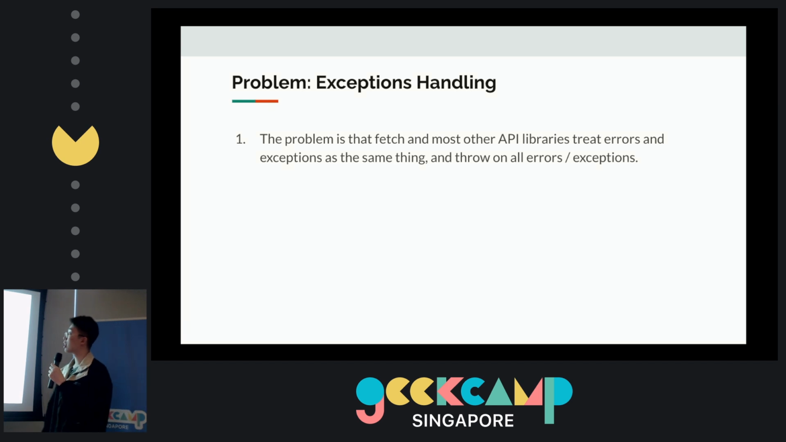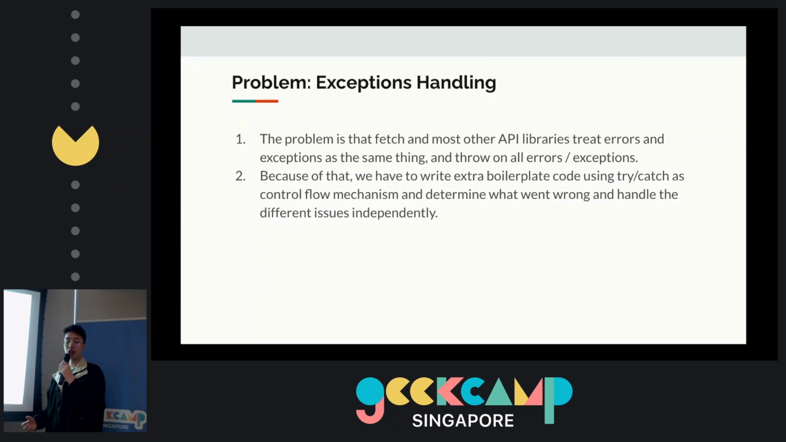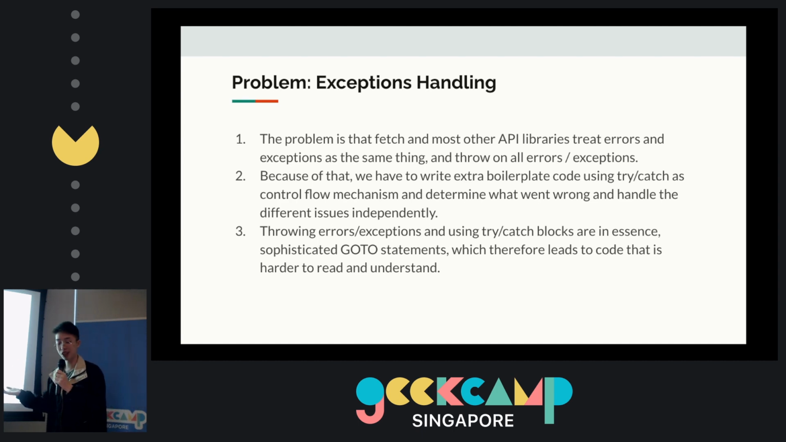So the issue is that Fetch and most other API libraries treat errors and exceptions as the same thing. Basically, every time they see an exception or an error, they throw it. The issue with that is that if you have things being thrown randomly, you need to write extra boilerplate code using try catch or .then .catch to handle it. And once you have those, it's very hard to narrow down to the specific exception or error in order to deal with them differently, because you want to deal with a 404 and a 500 differently. And throwing errors and exceptions and using try catch blocks are in essence just advanced go-to statements nowadays in JavaScript, which is not very good because it's harder to read and understand.